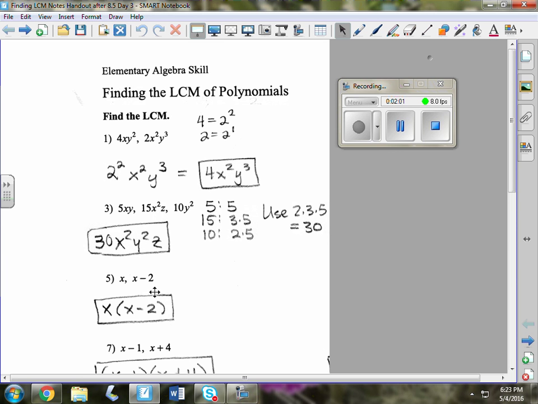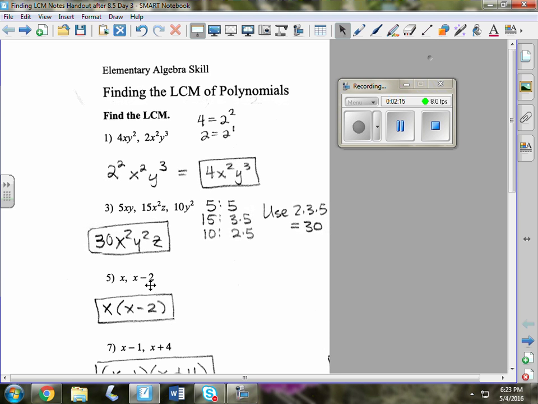When we look in number 5, we've got an x by itself as a polynomial, and then this x minus 2, but that has subtraction in it, so we have to use this entire quantity right here as a base. So we've got an x, and we also have an x minus 2. Neither of them is raised to a power in their snapshot, and so this is our common denominator.